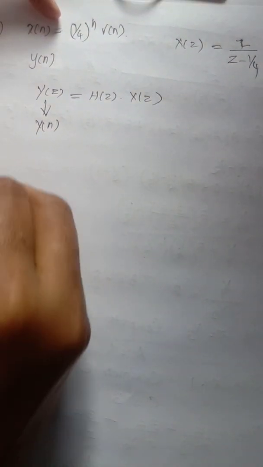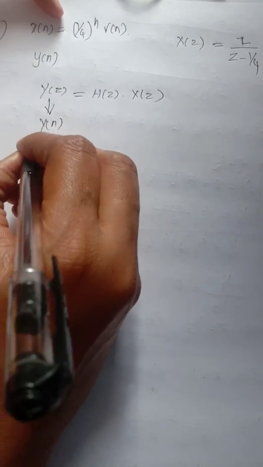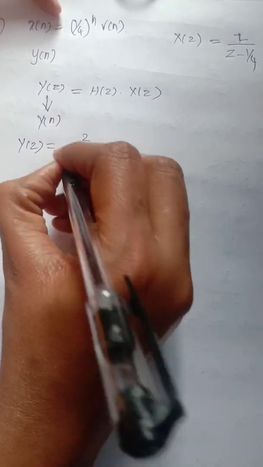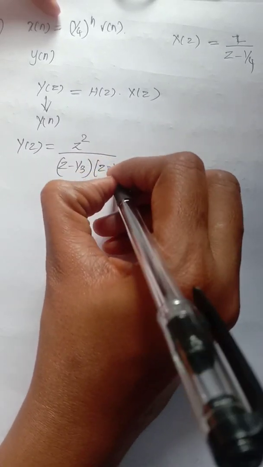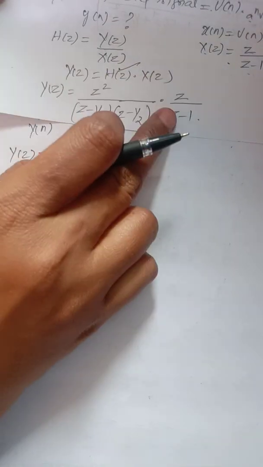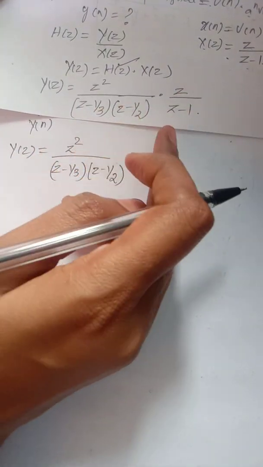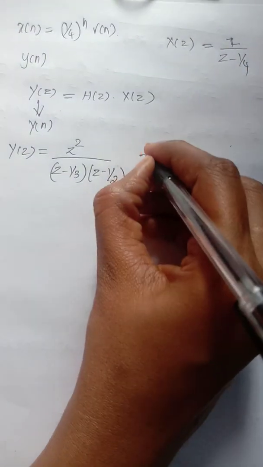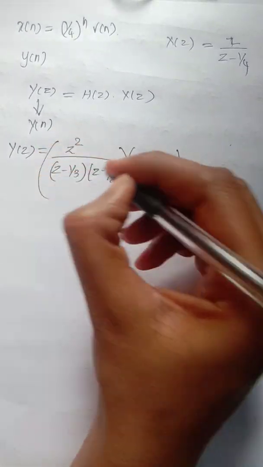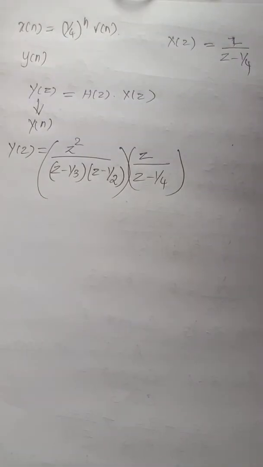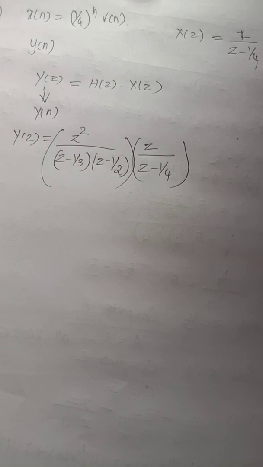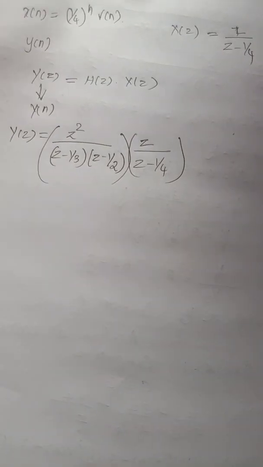Now similarly, y of z is equal to z square divided by z minus 1 by 3 into z minus 1 by 2, and then the same as before. Here we had written z by z minus 1; instead of that, we have z by z minus 1 by 4. That's it, the remaining procedure is the same. So you just try it and check whether you are getting the result.